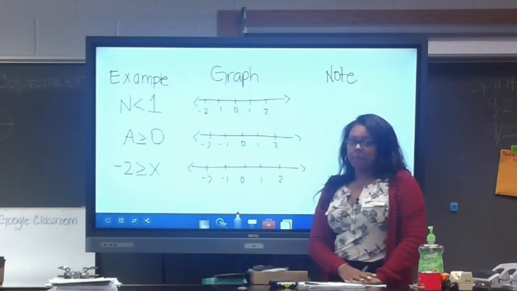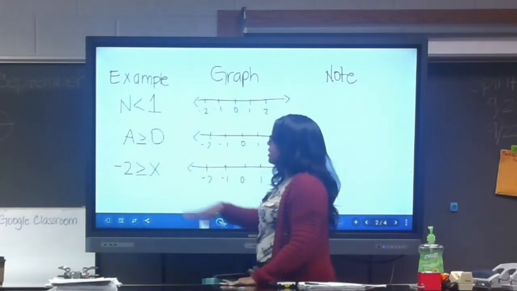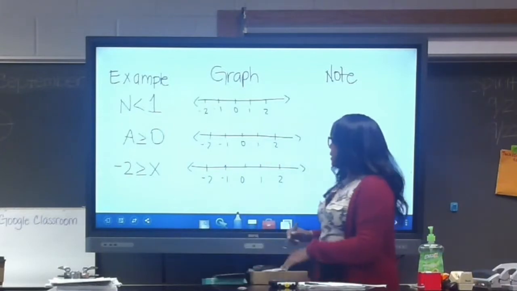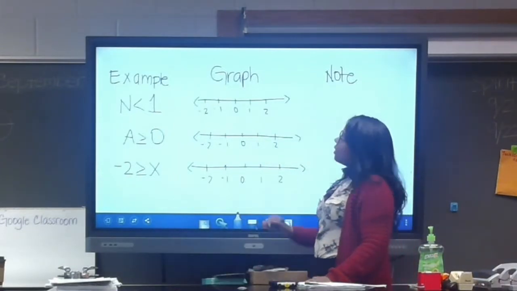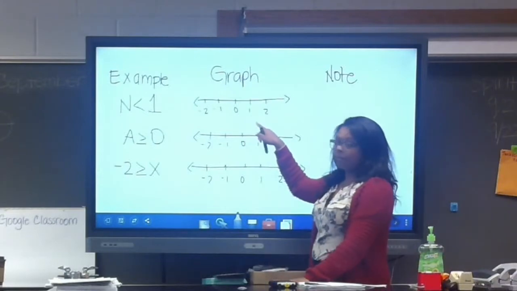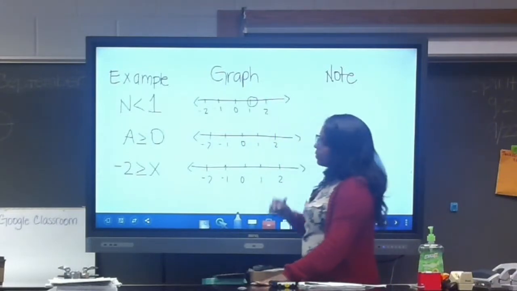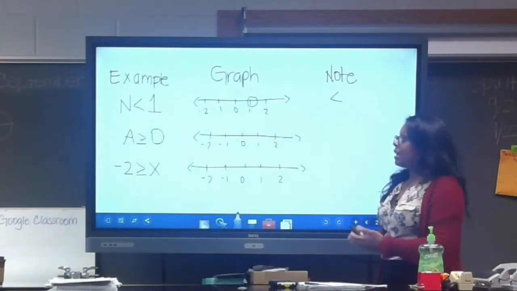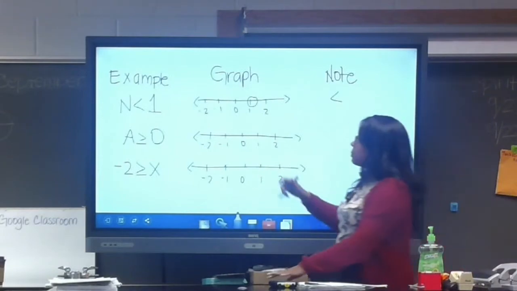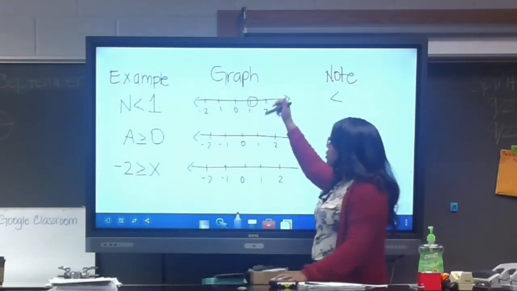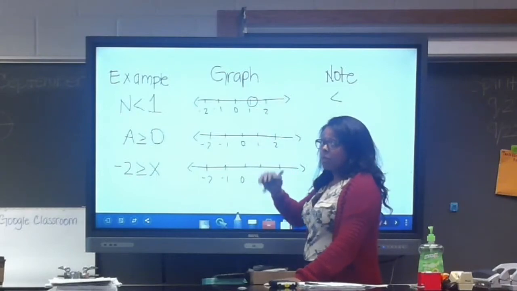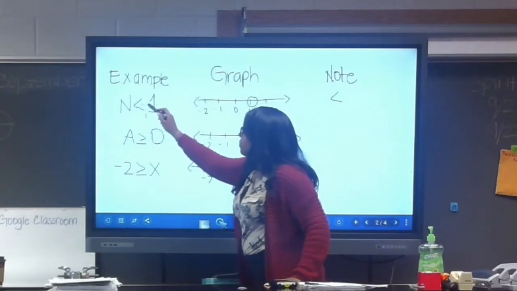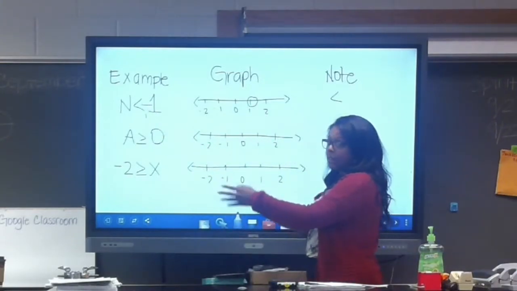Now we'll take a look at some examples. Reading from left to right, as I just mentioned, we'll read example 1 as n is less than 1. We can graph this statement. Well, first we want to find 1 on our number line. We're going to have an open circle. We have an open circle because our symbol is less than, which means that n cannot equal 1. It has to be less than 1. And then we want to shade values that are less than 1. And you can think of your less than symbol as an arrow. It's telling us to go to the left.